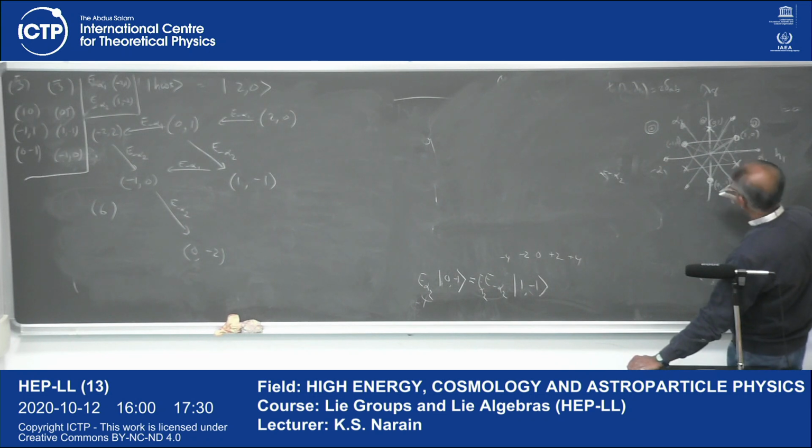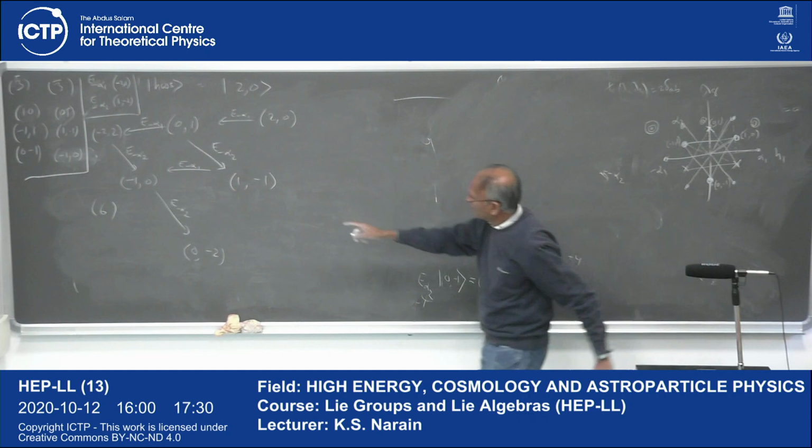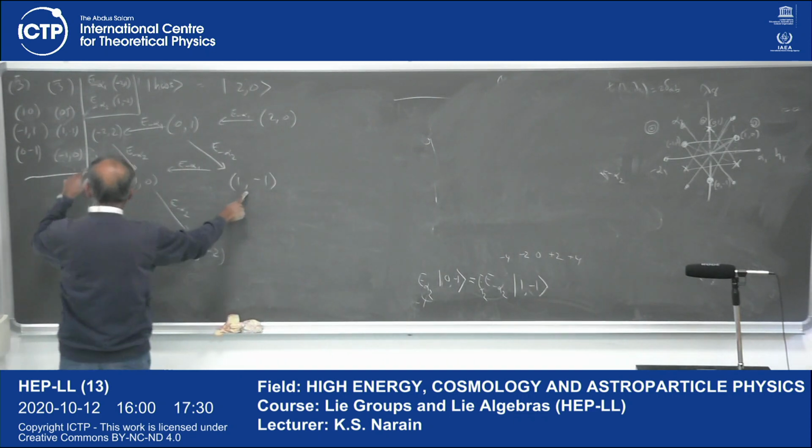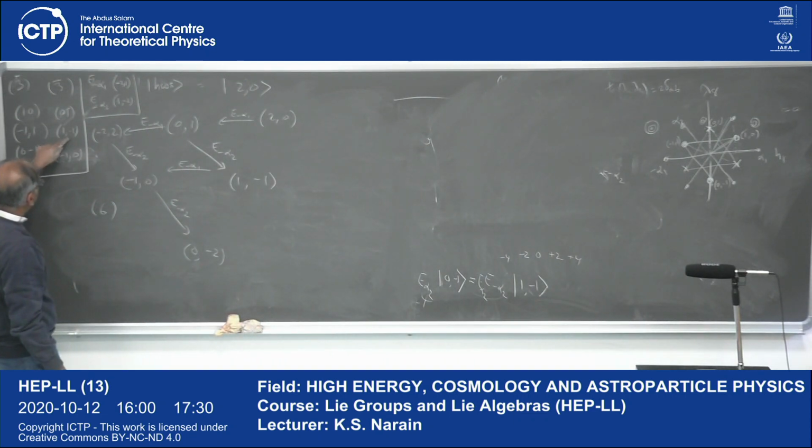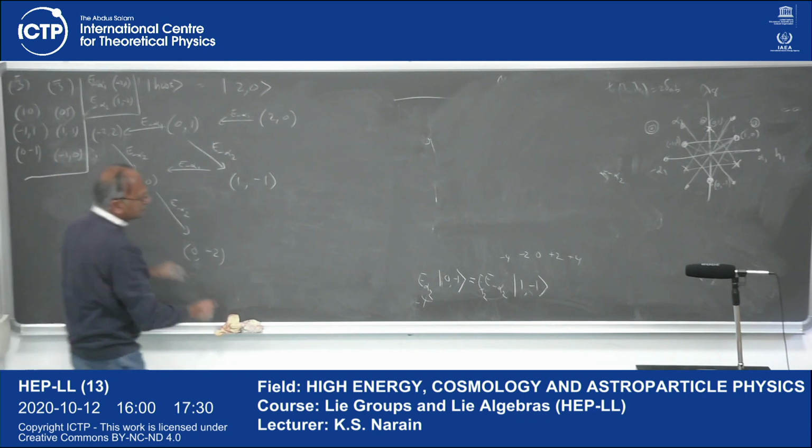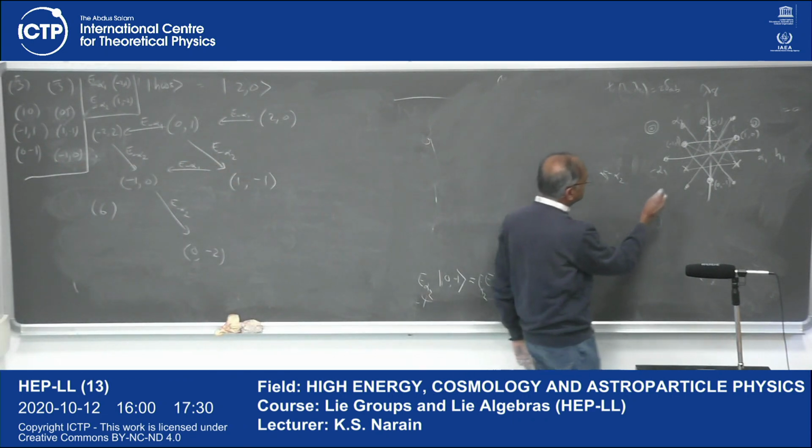And then this one is here. Similarly, you'll have this state (1,-1), and (-1,0) also appeared there. So these are also double circles here.